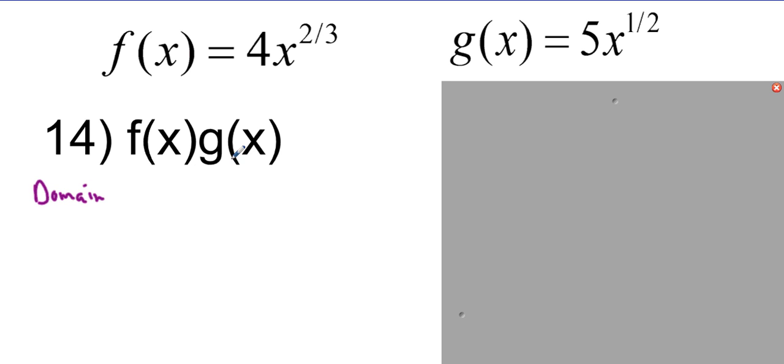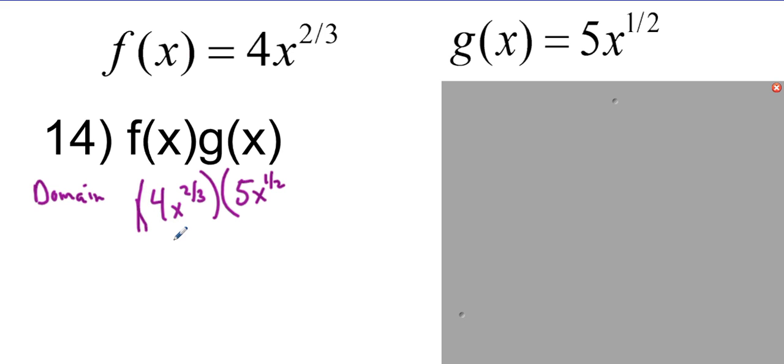Without further ado, we're going to take f of x times g of x. I have my two functions here. f of x is 4x to the 2/3, and g of x is 5x to the 1/2. So we take 4x to the 2/3 power and multiply that by g of x, which is 5x to the 1/2 power.